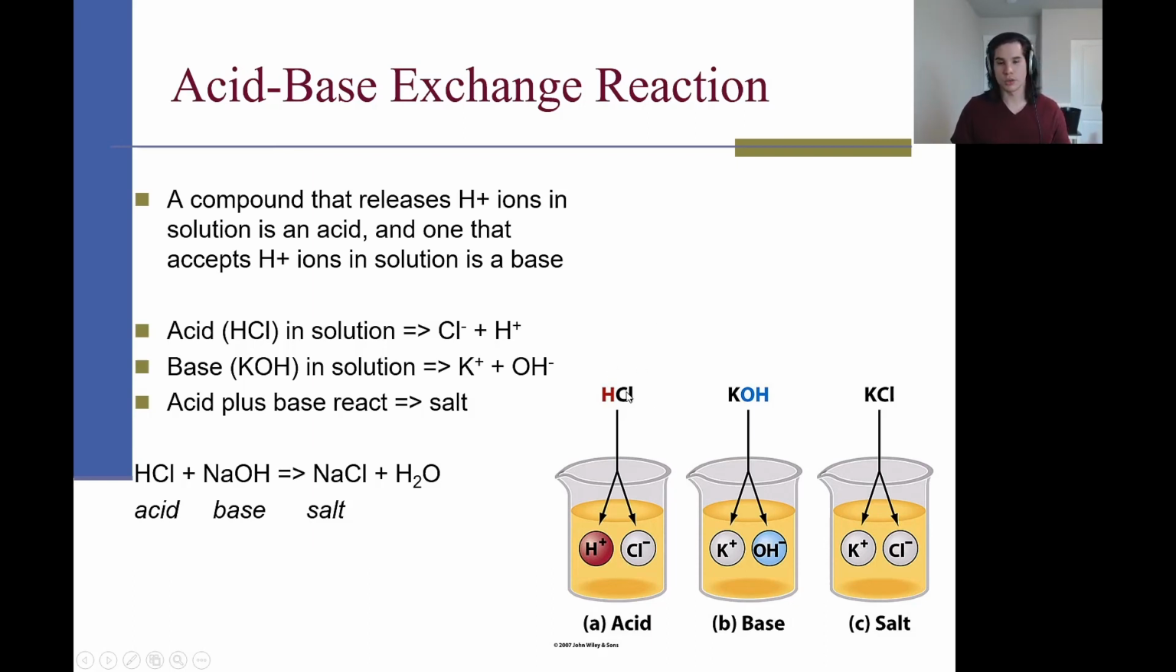So hydrochloric acid is an acid. Potassium hydroxide is a base. You add those things together, what you're going to get is potassium chloride plus water, because this hydrogen binds to that hydroxide ion. And then I guess here we use a completely different formula. So you've got hydrochloric acid, and then you have sodium hydroxide. You make table salt and water if you add them together.